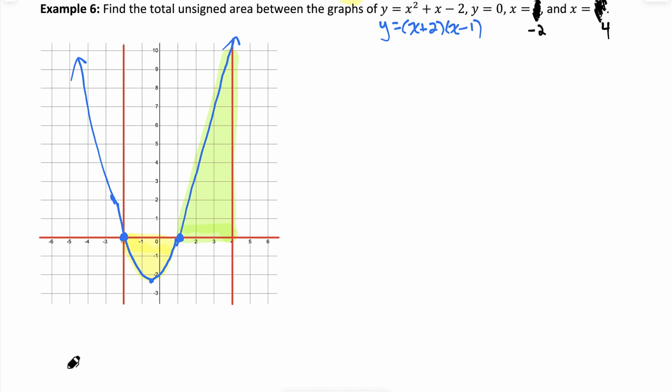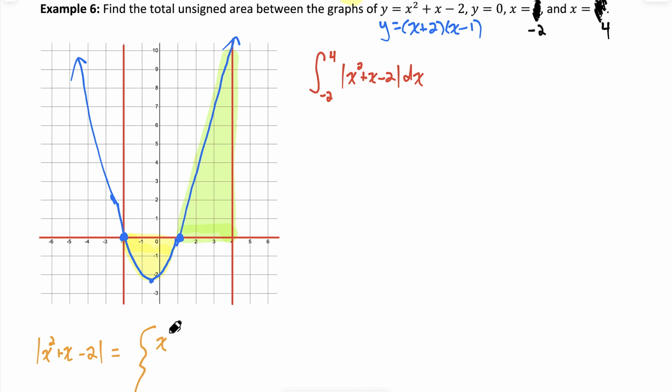So because I want the absolute values of the areas, I will be doing the definite integral of the absolute value of that quadratic function. So I want the integral between negative 2 and 4 of the absolute value of x squared plus x minus 2 dx. Let me write the piecewise equations of this absolute value function.